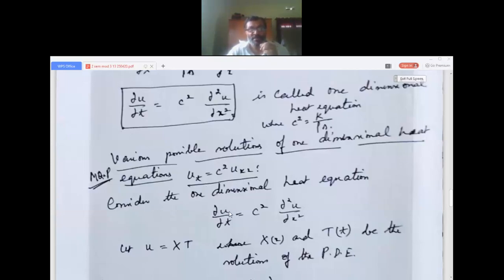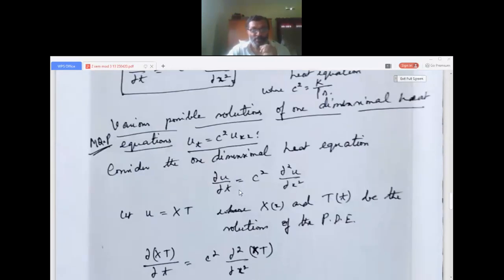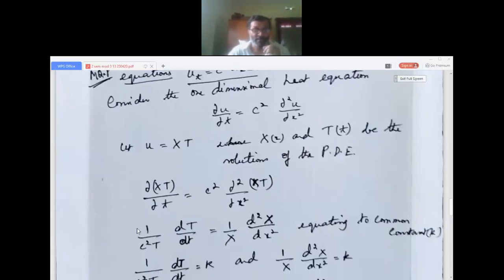So we consider the one-dimensional heat equation. u_t can be written as ∂u/∂t = c² ∂²u/∂x². We take u = XT because there are two variables. X is a function of x, T is a function of t. We write XT in place of u(x,t), and then we make all suitable cross multiplications.